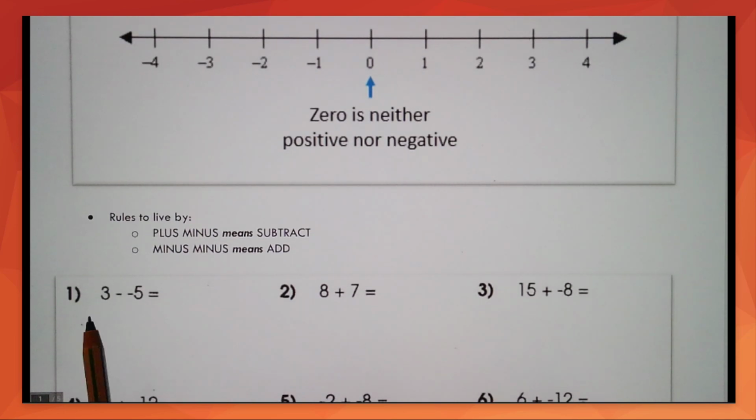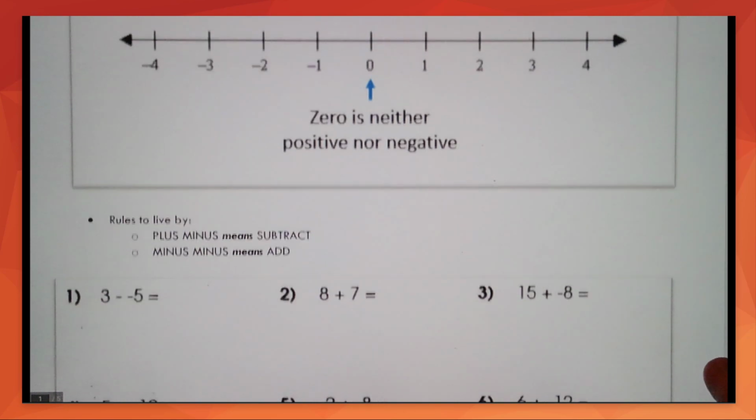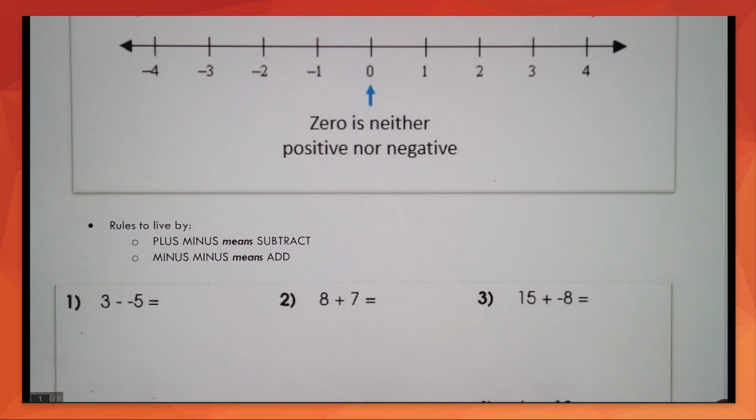And let's start right here with number 1. And this says 3 minus negative 5. And sometimes you might hear me say like 3 minus minus 5. And I'm doing that because minus minus is supposed to be like a trigger for you, and you're supposed to hear it and say, oh, I need to add those. Like that means addition.